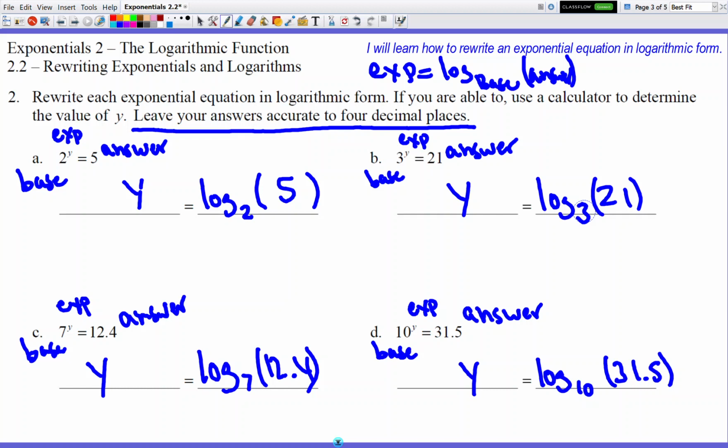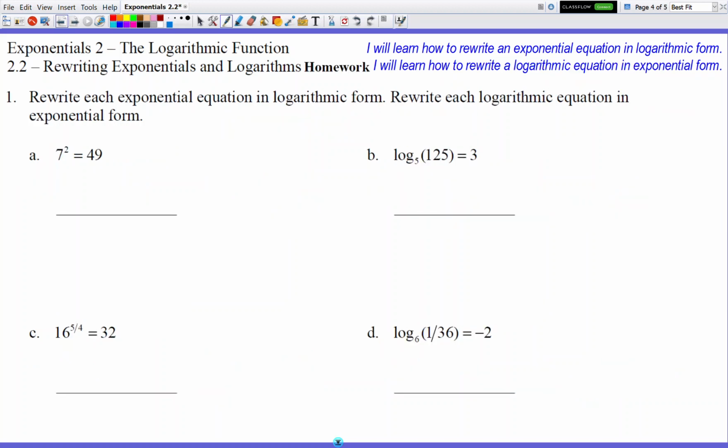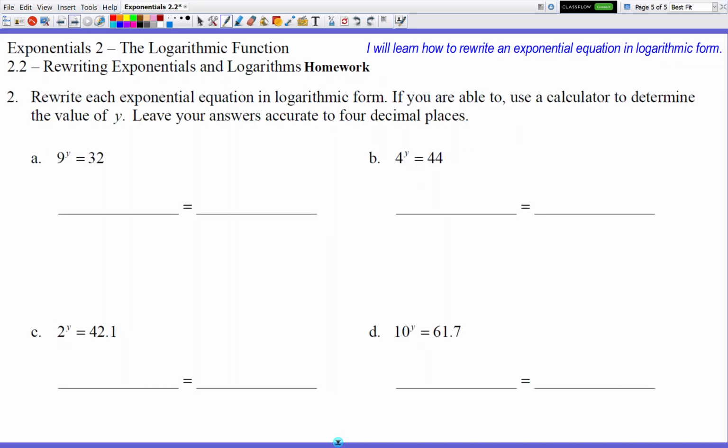So that's today's lesson. And if you didn't know what your homework is because you didn't look at the assignment on Classroom, it's basically this page, 1A, 1B, 1C, 1D, and this page, 2A, 2B, 2C, 2D.